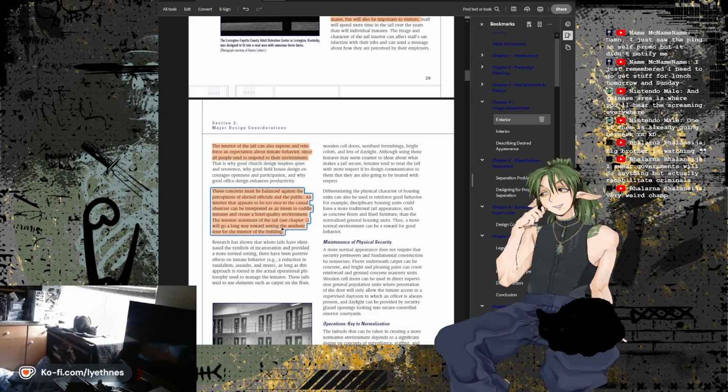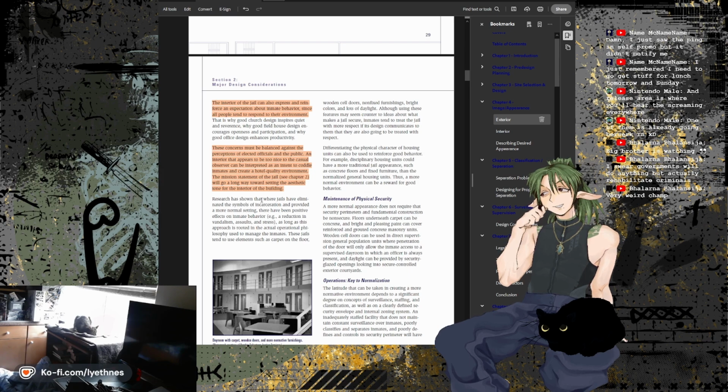The mission statement of the jail, see Chapter 2, will go a long way towards setting the aesthetic tone for the interior of the building. The research has shown that where jails have eliminated the symbols of incarceration and provided a more normal setting, there have been positive effects on inmate behavior. Example, a reduction in vandalism, assault, and stress, as long as this approach is rooted in the actual operational philosophy used to manage the inmates.